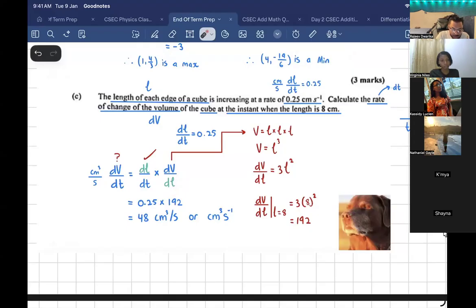Exactly. dL/dt was 0.25. You're missing dV/dL. But that would have come from which function? You're going to get dV/dL by differentiating volume with respect to length. We did that. You plug in the instant when the length is 8, you get 192, plug it in, you get 48.